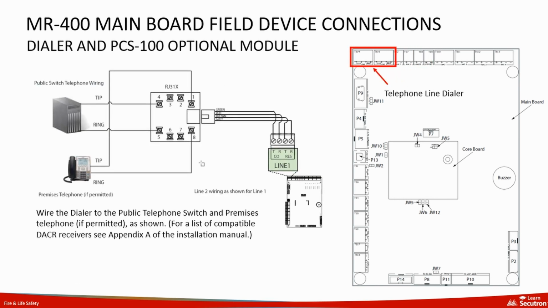This diagram shows the connection setup for the UDAC telephone line dialer on the MR-400 main board. It demonstrates how to wire the dialer to the public telephone switch and to a premises telephone system, if permitted. The detailed wiring configuration includes the correct placement of tip and ring lines for the RJ31X jack and highlights the designated ports on the main board for these connections.